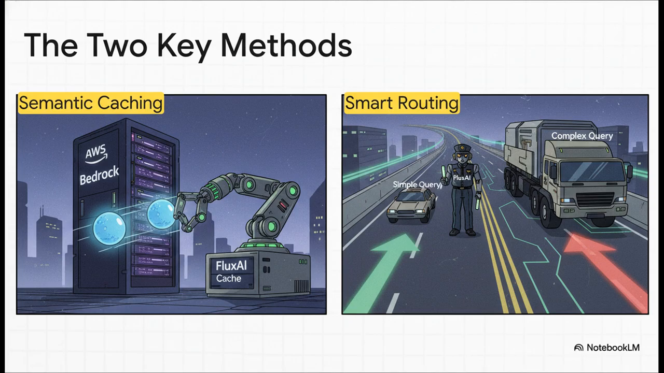And second, there's smart routing. Think of this like an intelligent traffic cop for your API requests. It automatically sends the simple questions to cheaper, faster models and saves the big, expensive models only for the really tough tasks that actually need them.